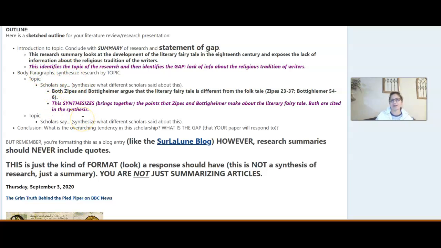You do those for your different body paragraphs. And those body paragraphs should focus on one topic, one idea that you're synthesizing. And then you're concluding with, so all of this scholarship shows us X, Y, and Z has already been said about the development of the literary fairy tale, but nobody is addressing the religious traditions of the writers and how that religious tradition is impacting the construction, the development of this new genre. Not saying that this is true. People have addressed religion, but that is the way you would write a paper about that topic.